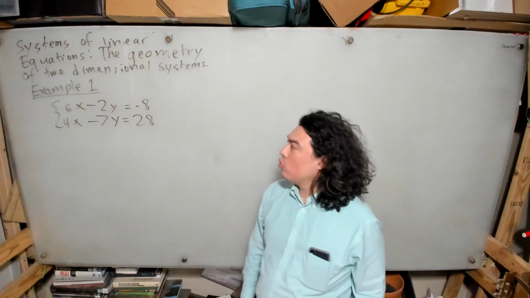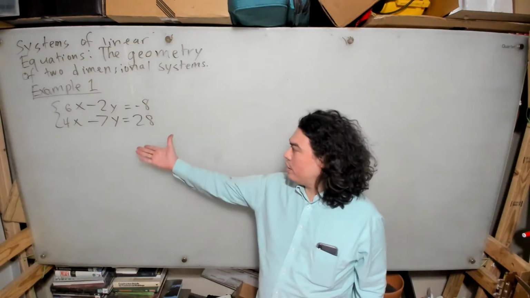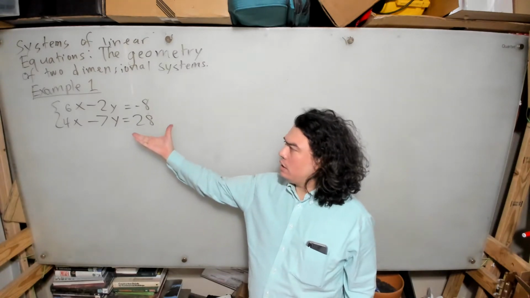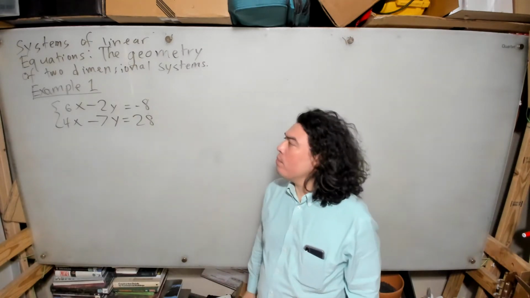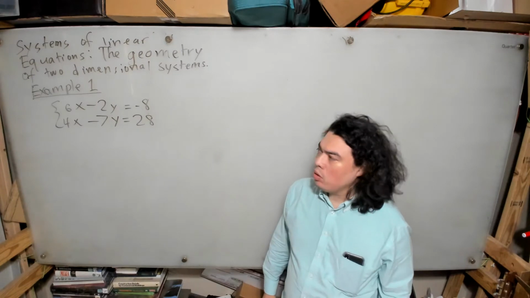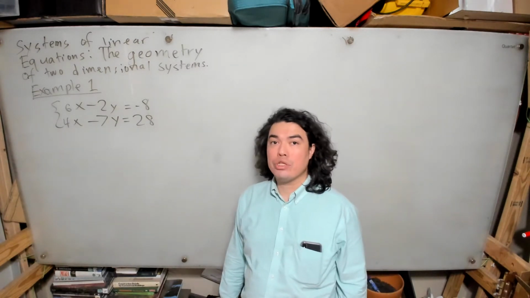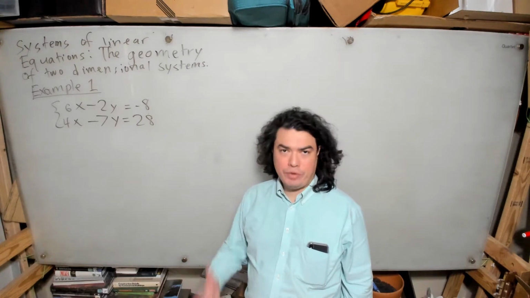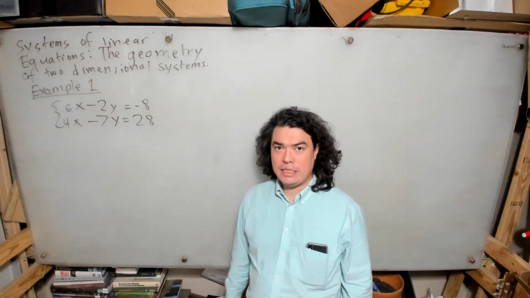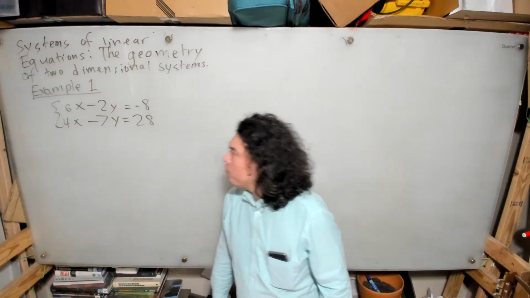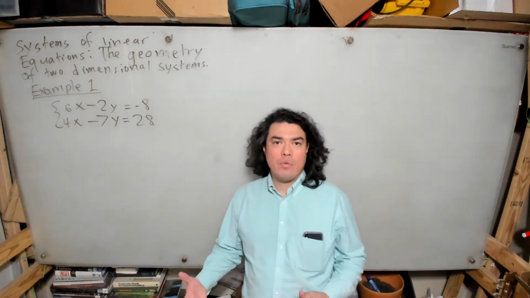Gentlemen, right now we're going to look at this example. It's a system of linear equations, and we're going to try to solve it, and then we're going to try to interpret the solution geometrically, so that we can see why it makes sense that the solution is the way it is.